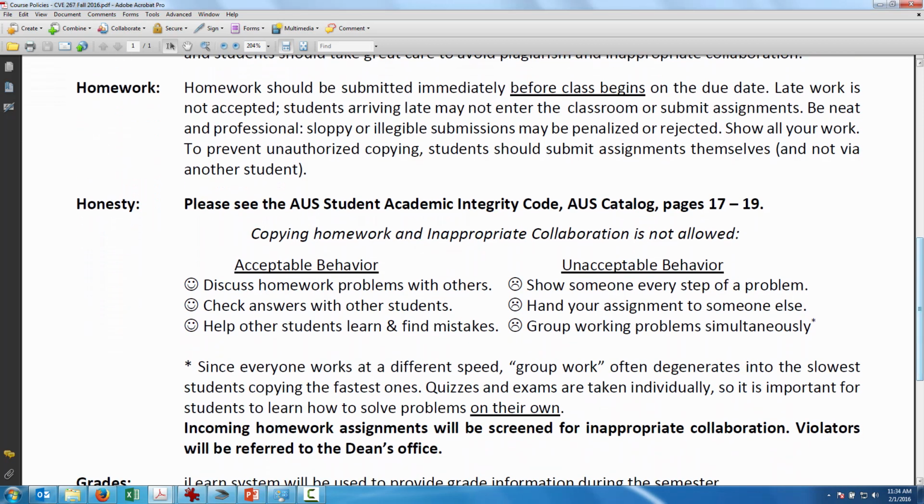Along those same lines, let's talk about academic honesty and the expectations that are detailed in the AUS Student Academic Integrity Code. And if it's been a while since you reviewed those expectations, I'd encourage you to read through them in the AUS catalog. The bottom line is that in this class, copying homework and inappropriate collaboration is not allowed. So I've distinguished between what I consider acceptable behavior and unacceptable behavior. And acceptable behavior is working with other students and collaborating with them in a way that's going to encourage your learning. So specifically, it's okay to talk about homework problems with other students.